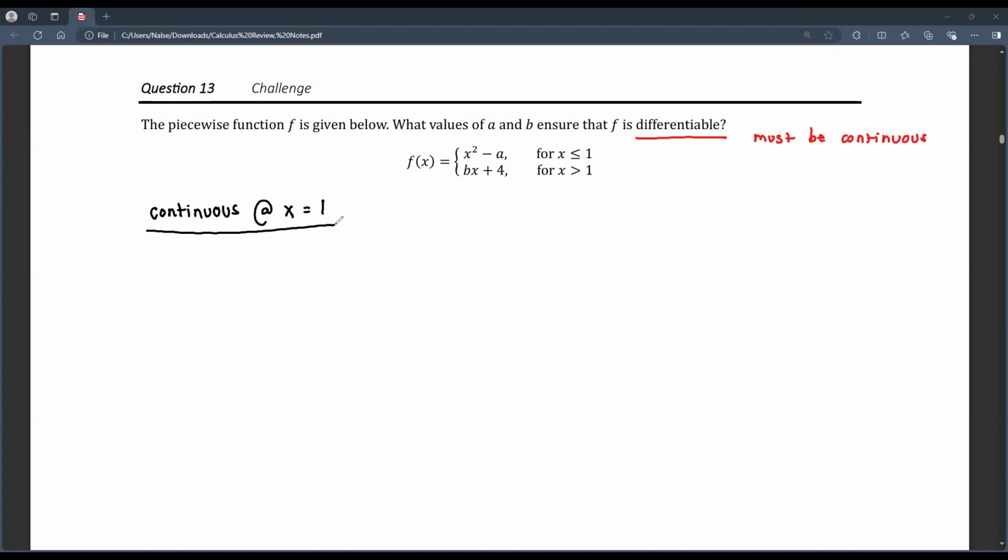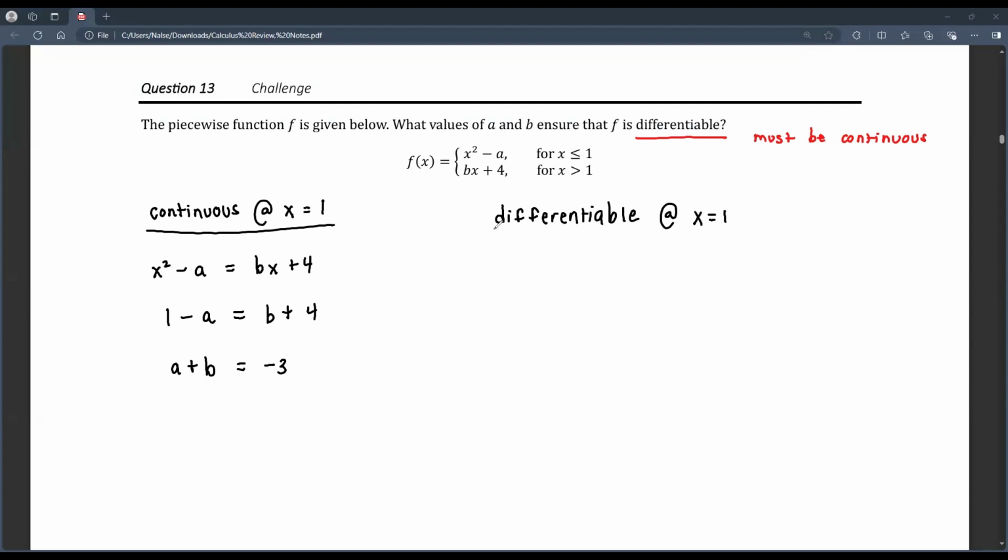Let's start by ensuring continuity at x equals 1. By setting the two pieces equal to each other and plugging in 1 for x, we get a simplified relationship between a and b. We do not have any answers at this stage, so we can move on, ensuring differentiability at x equals 1. This is where derivatives come into play. We need to set the derivatives of our two pieces equal to each other, specifically when x equals 1.